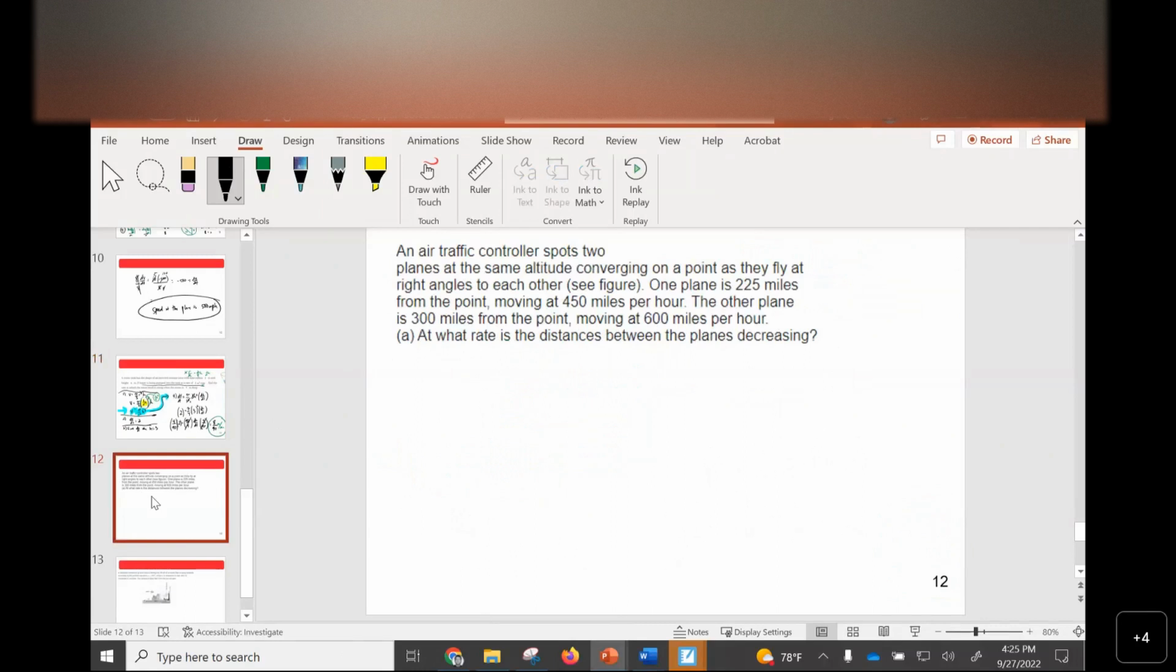This one without the figure. I think you can do this without the figure. See how far you can get with this. See if you can draw your picture. They're flying at a right angle, right? The distance between the planes should be a hypotenuse. You got some rates there. See what you can do with it. I'll give you a hint. Should be Pythagorean theorem.